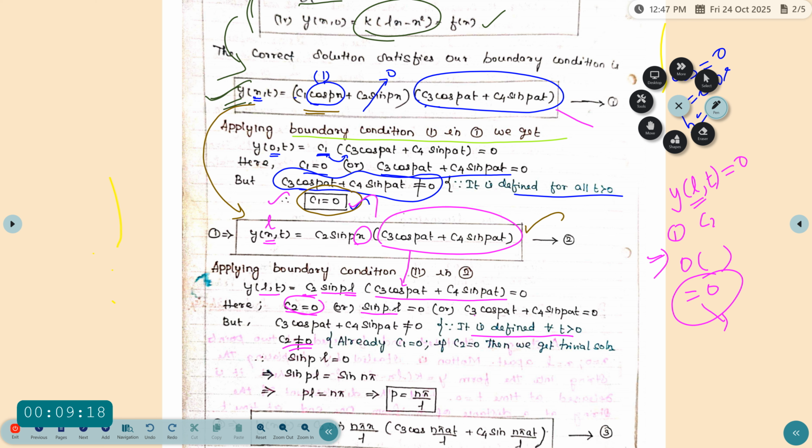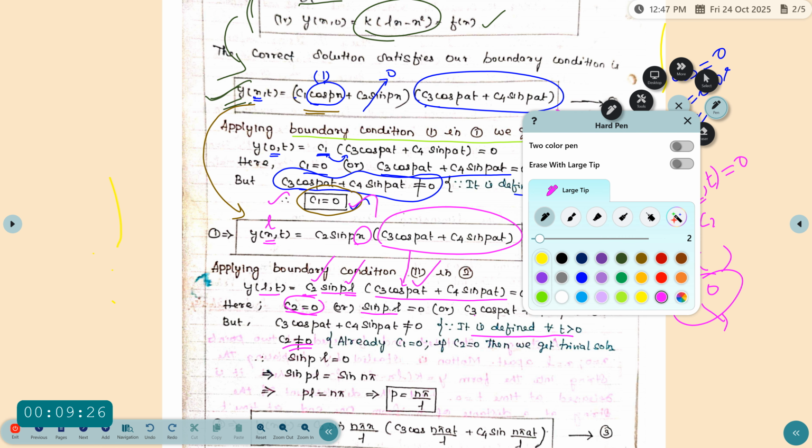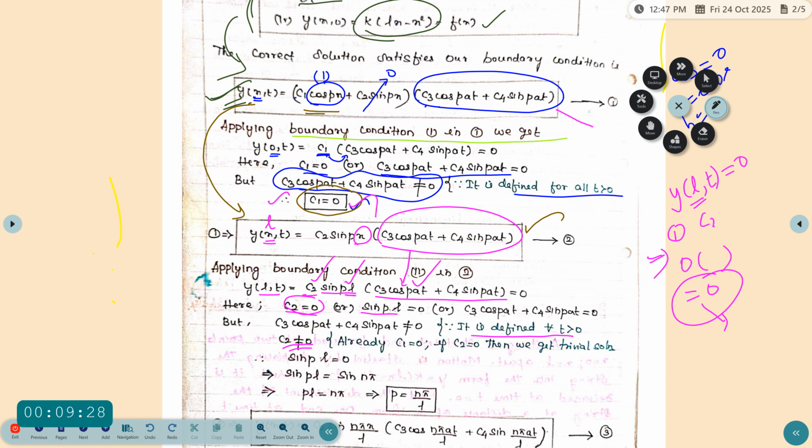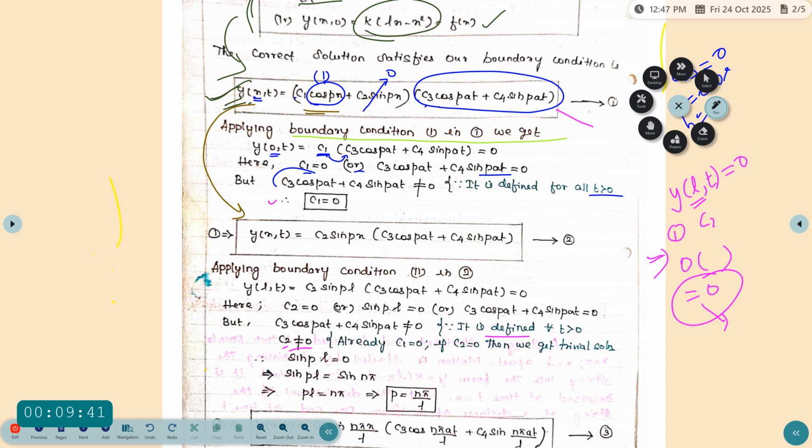Once again, repeat this concept. There are three possibilities: C2 equal to 0, or sin PL equal to 0, or the term within the bracket equal to 0. But the term within the bracket is definitely not 0 because it is defined for all t, and C2 is not equal to 0 because already C1 equal to 0. So the only possibility is sin PL equal to 0.